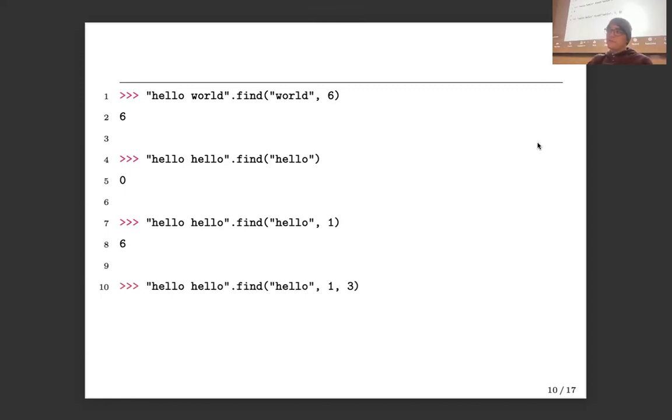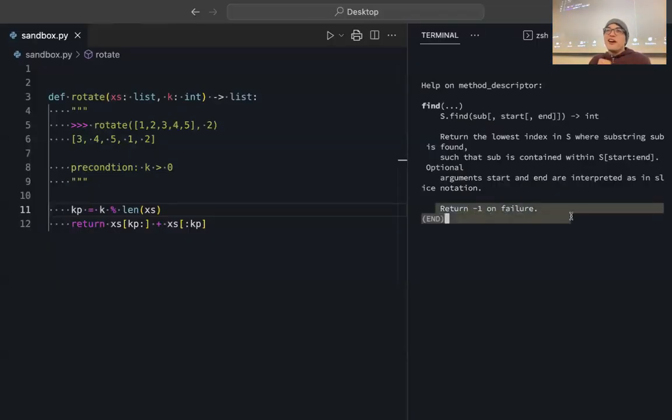Can I find "hello" within the subrange 1 to 3? So what does it return? -1, because it says return -1 on failure. That's why it's important to be able to read these docs, right? So you know what's going in and what's coming out and how to act on it.